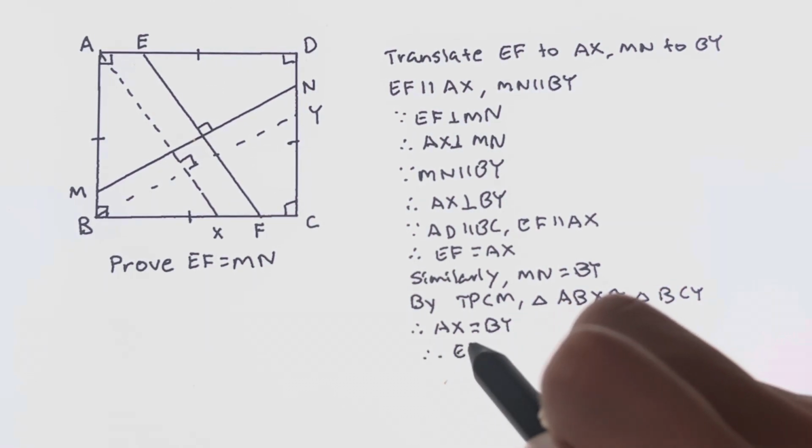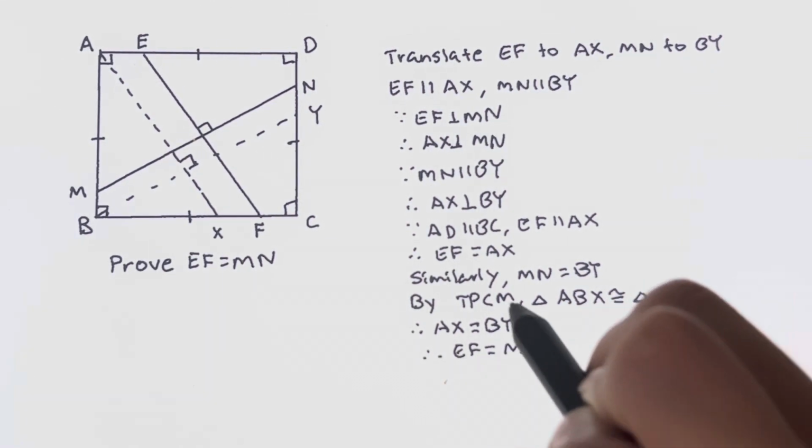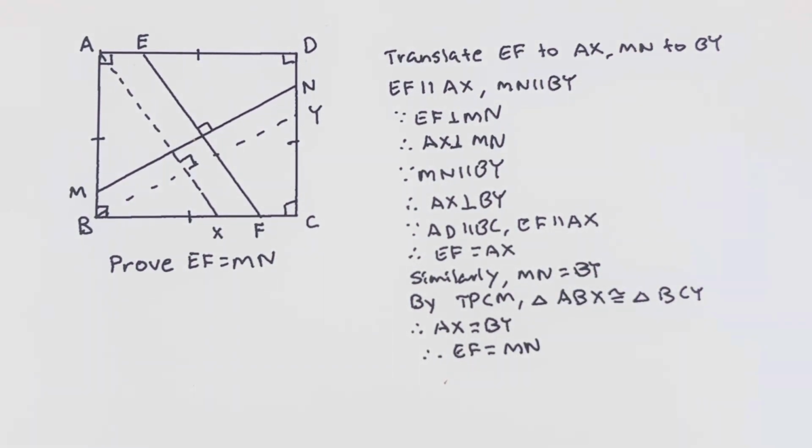So we'll have EF will equal MN through the two equalities here. That is how you solve this problem.